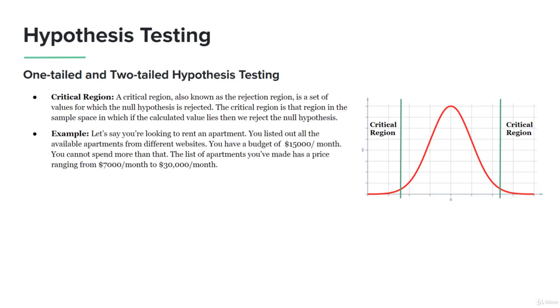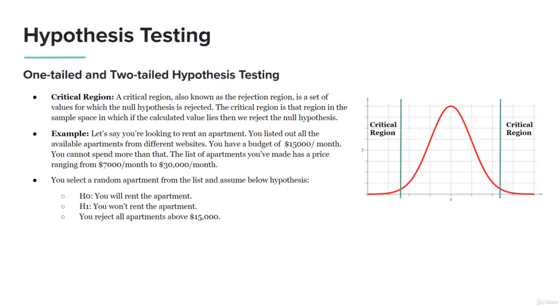So a good example here would be, let's say you're looking to rent an apartment, okay? And you list out all of the available apartments from all the various websites. So you have a budget of, let's say, $15,000 a month. So you can't spend more than that, right? And the list of apartments you made has prices ranging from $7,000 to $30,000 a month. And so you select a random apartment from the list and assume the below hypothesis.